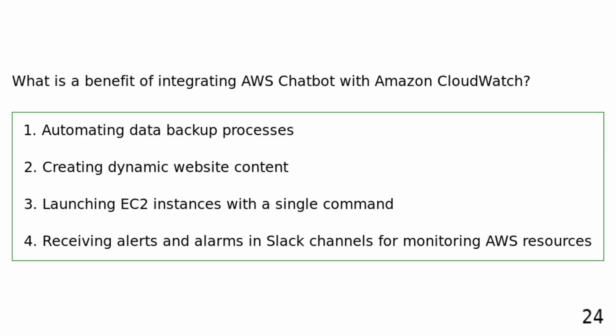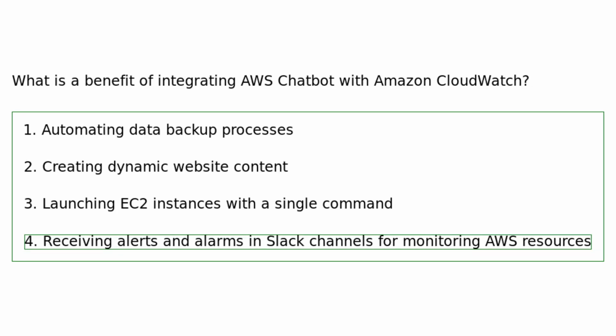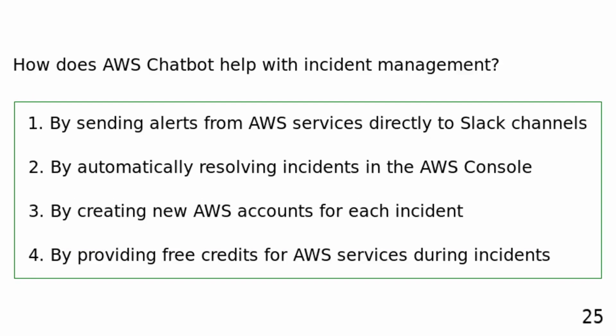What is a benefit of integrating AWS Chatbot with Amazon CloudWatch? Automating data backup processes. Creating dynamic website content. Launching EC2 instances with a single command. Receiving alerts and alarms in Slack channels for monitoring AWS resources. Integrating AWS Chatbot with Amazon CloudWatch allows users to receive alerts and alarms in Slack channels, providing real-time monitoring of AWS resources.